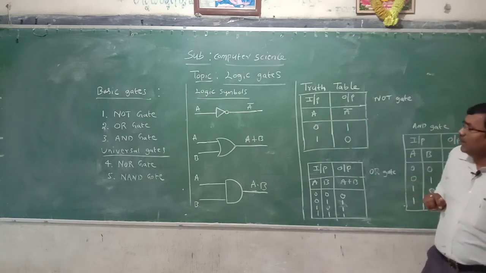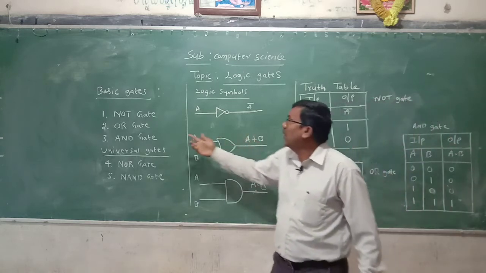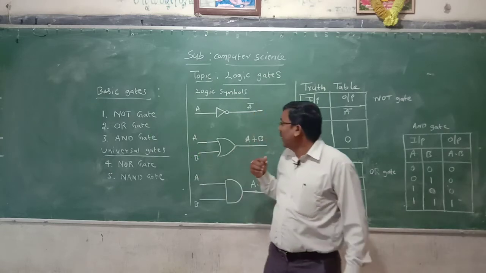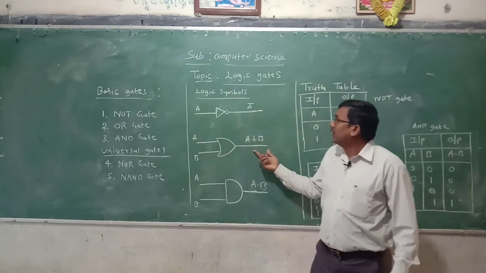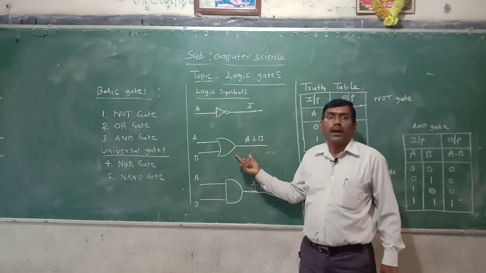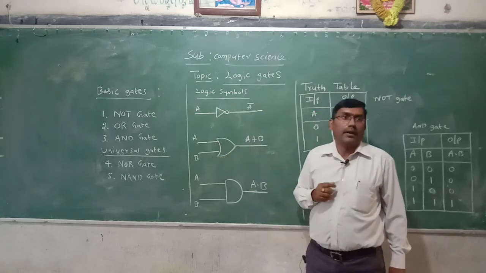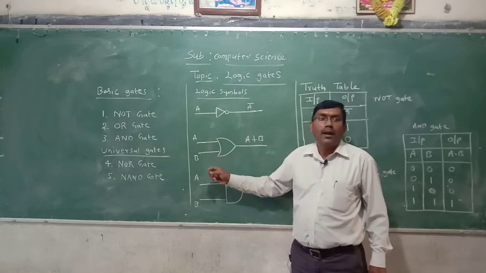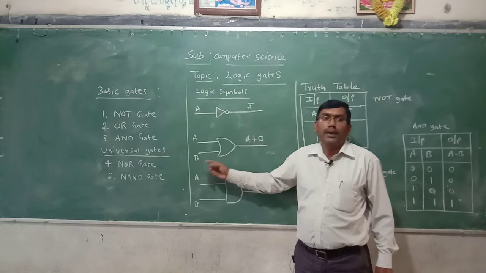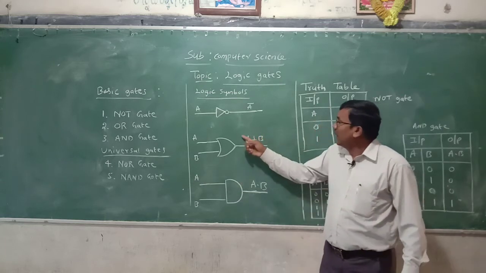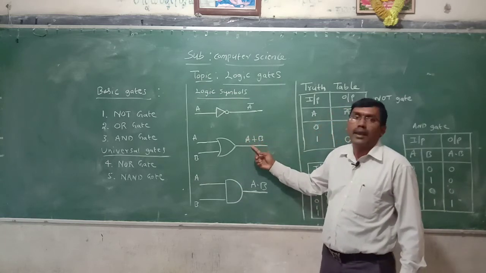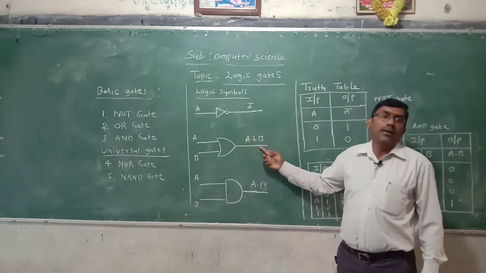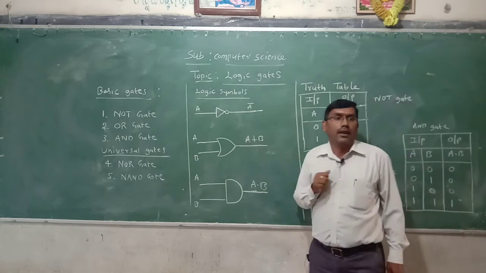Similarly, we have one more basic gate called the OR gate. Here we have written the symbol for the logical OR gate, a 2 input OR gate. We name one input A and the other input B, and the result obtained is A plus B, which we read as A or B, where you add logically.